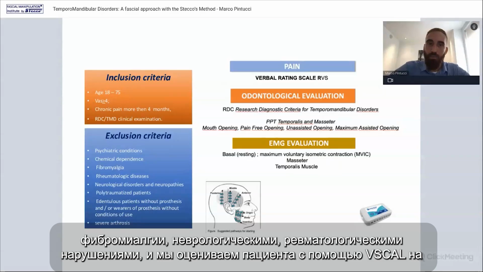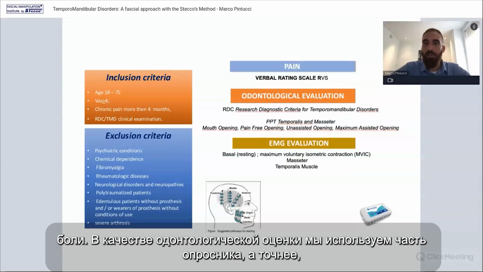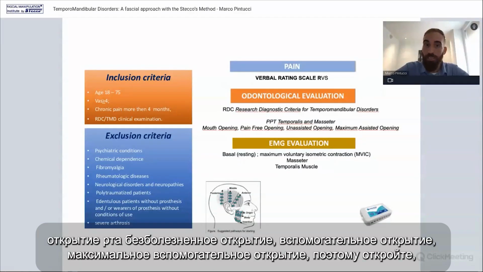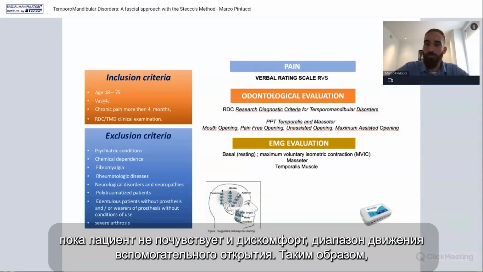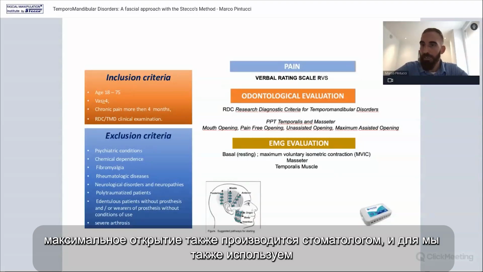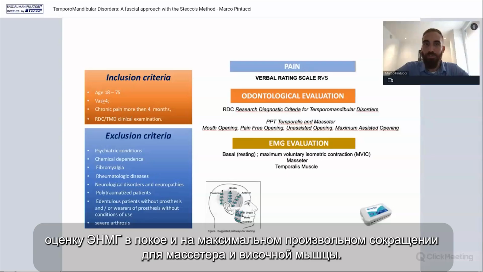We evaluated the patients with the VAS scale for pain. As an odontological evaluation, we used part of the RDC questionnaire, more specifically the mouth opening: pain-free opening, unassisted opening, the maximum unassisted opening, so the opening until the patient feels any discomfort, and the range of motion of the assisted opening, so the maximum opening made passively by the dentist. And we also used EMG evaluation for the basal and also the maximum voluntary contraction of the masseter and temporalis muscles.